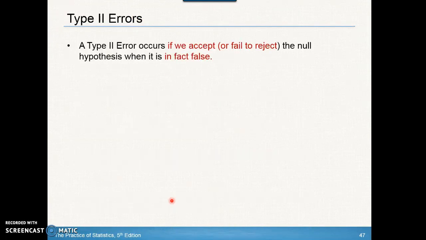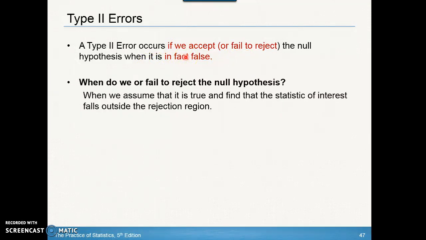All right, now type 2 errors are a little bit trickier with their probabilities. A type 2 error occurs if we fail to reject the null when it's false. So basically we're keeping the null even though it's false and we should have gotten rid of it.